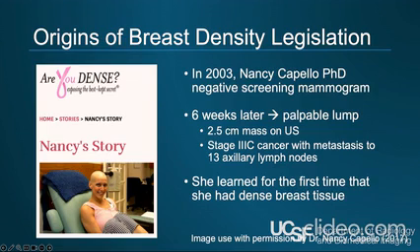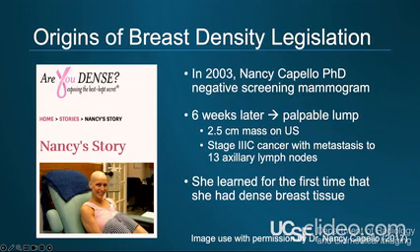Well, in 2003, a woman named Nancy Cappello had her annual screening mammogram. She was informed that her mammogram was normal, with no suspicious findings, no evidence of malignancy. However, just 6 weeks later, a palpable lump was detected on her clinical breast exam. She was brought back for diagnostic imaging, including a targeted ultrasound, which showed a 2.5 centimeter mass. She was ultimately diagnosed with stage 3C breast cancer with metastases to 13 axillary lymph nodes.